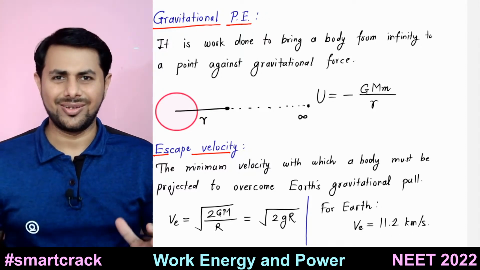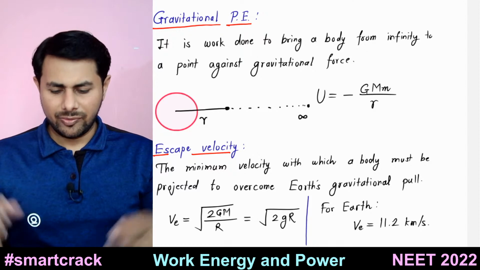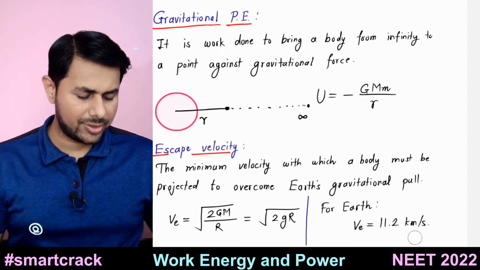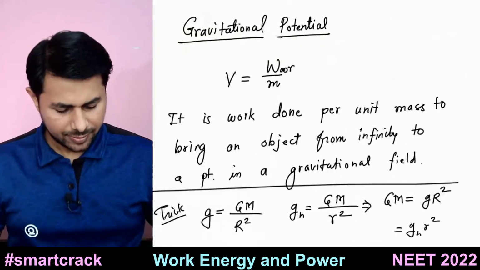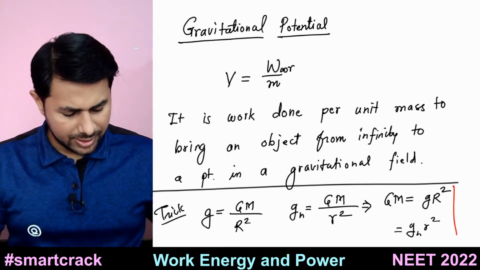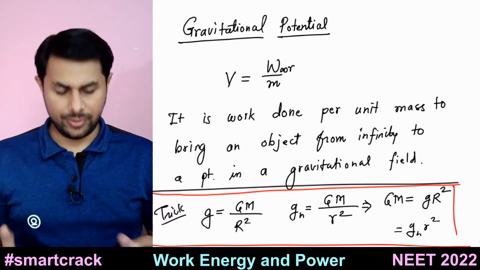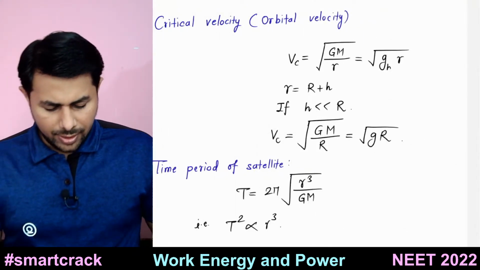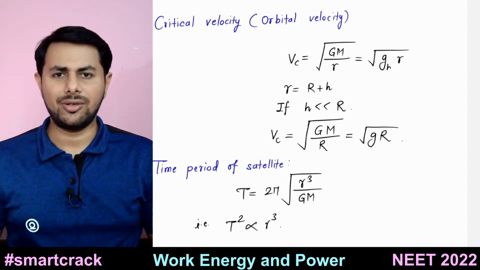It's huge. So in order to make a body escape from Earth's gravitational bound, we have to throw that body with this much velocity, 11.2 kilometers per second. Okay, so this is escape velocity, and this is an important trick to be memorized in order to solve problems in gravitation. This trick will come in handy. After that, let's move on to the next topic. Next topic is critical velocity.